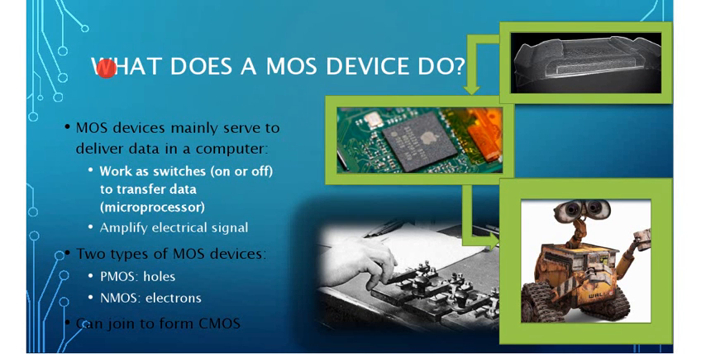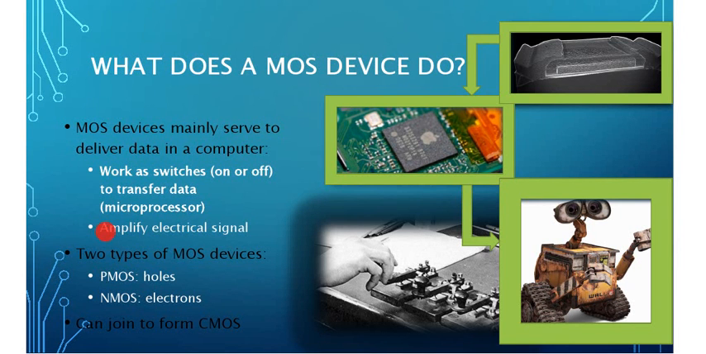What does a MOS device do? We start at square one. MOS devices really serve two main purposes. First, they work as a switch, which transfers data. If you'd like an analogy, this is like Morse code used in the past. It's a series of ones or zeros, or on or off, that will communicate messages, and that's how a computer works. It communicates those in between.